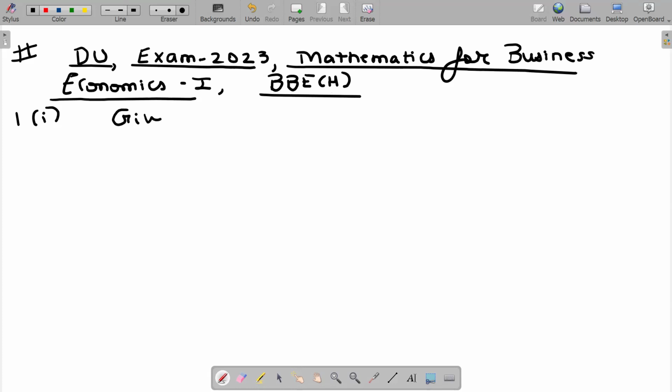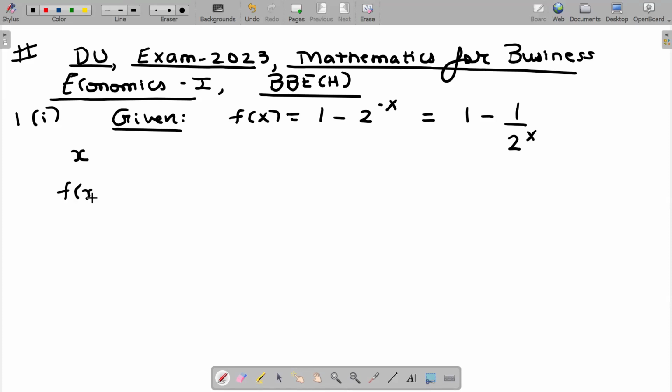We are given the function f of x is equal to 1 minus 2 to the power minus x, which I can also write as 1 minus 1 over 2 to the power x. Remember, when I take the reciprocal of 2 to the power minus x, it becomes 1 over 2 to the power x. And now to draw a rough sketch, I can take some values. So let's take some values of x and correspondingly f of x.